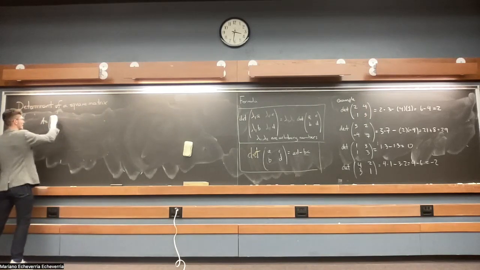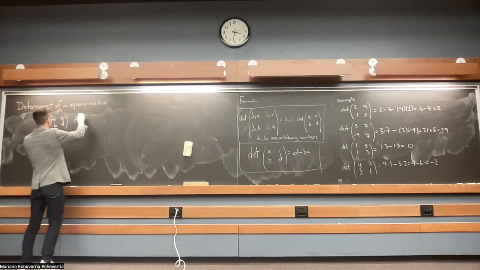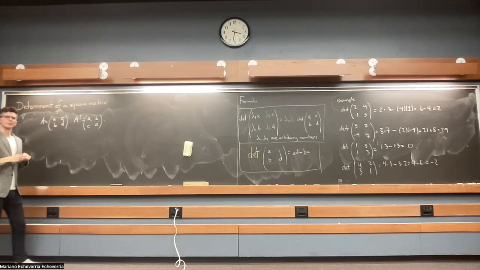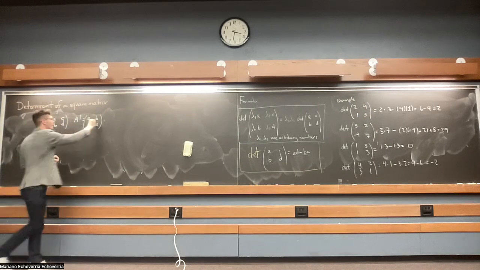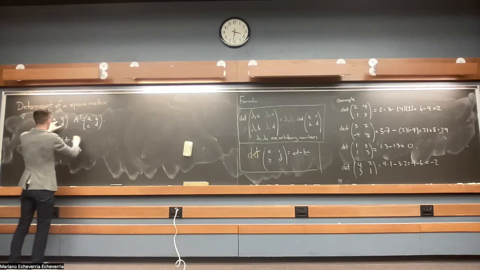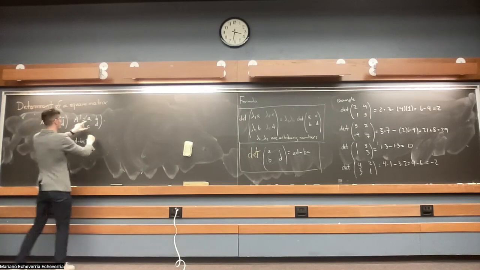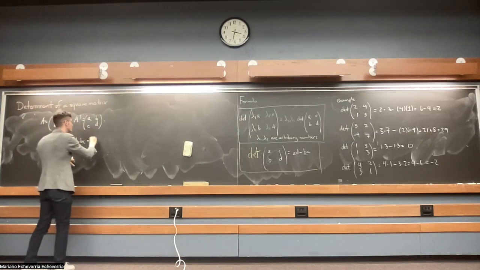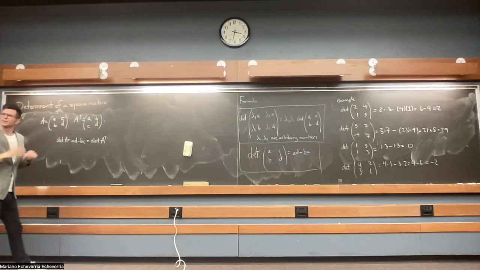So if A was A, B, C, D, right? What would be A transpose? A transpose would be A, C, B, D, right? You just change the rows with the columns. But if you find their determinants, right? The determinant of A is AD minus BC, but that's also the determinant of the transpose, right? In terms of the determinant, there's no difference, which is not so clear.